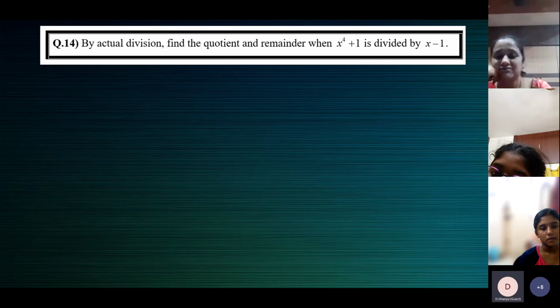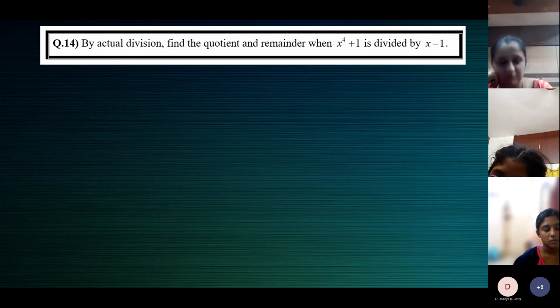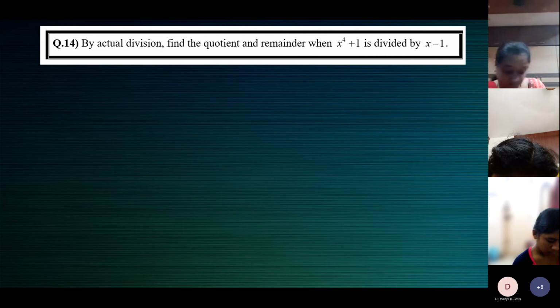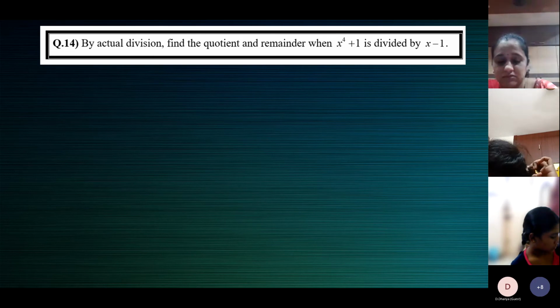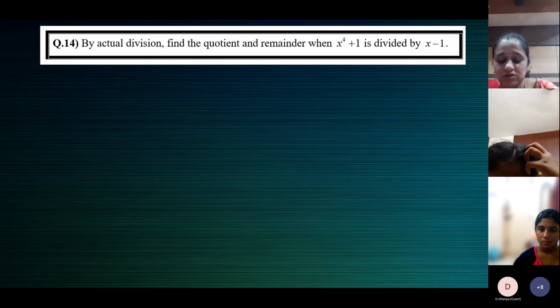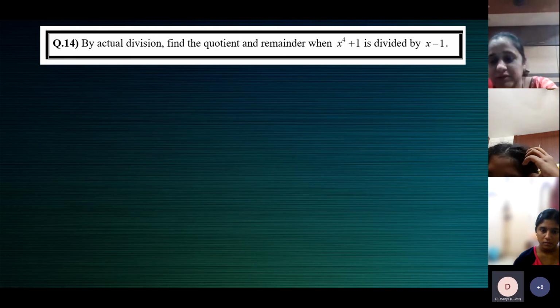Ma'am, working, ma'am, just 1 minute. Yeah, okay. Ma'am, I got 0, ma'am. The remainder is 0. And what's your quotient? X cube plus x square minus x. X cube plus x squared minus x, is it? Yes, ma'am. And the remainder is 0, is it? Yes, ma'am.